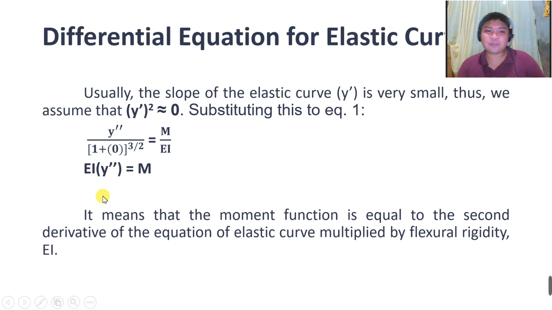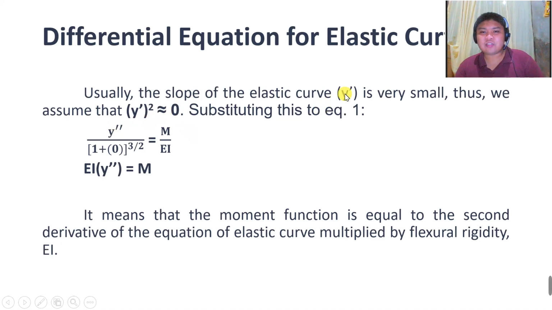So, next tayo, usually, the slope of the elastic curve is very small. So, yung slope natin is defined from calculus is y prime. Thus, we assume na sobrang liit na nga niya class, tapos in-square mo pa. Eh, di ba, normally, ang mga maliliit na value, pag in-square mo, automatic, nagiging approximately equal to 0. So, yun yung assumption natin dito.